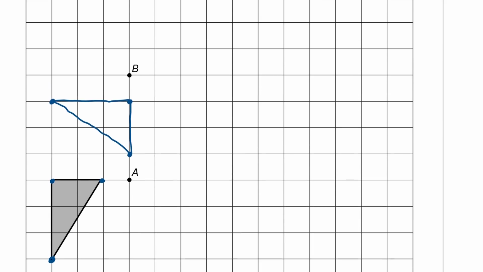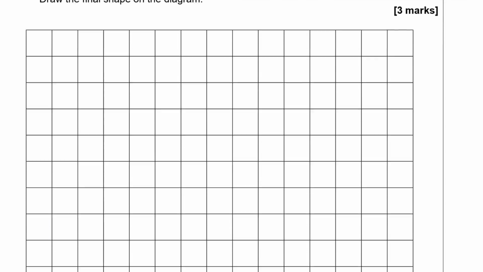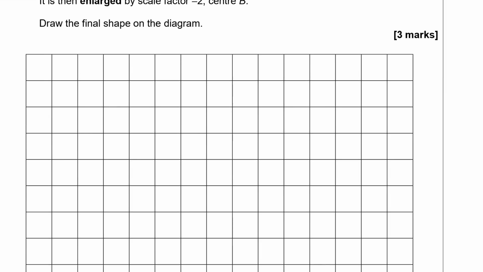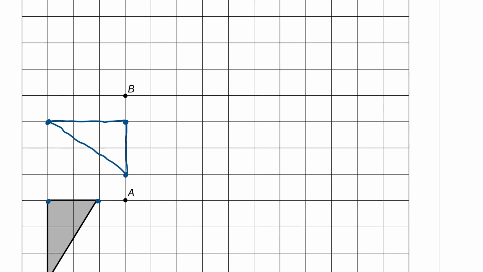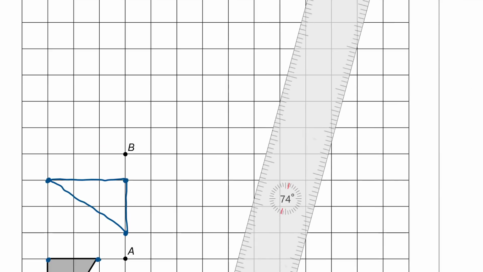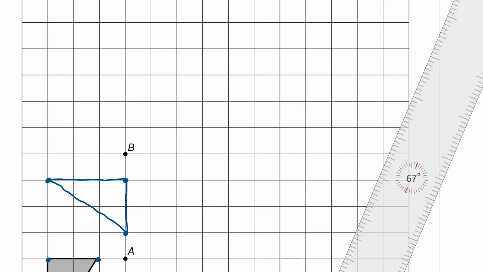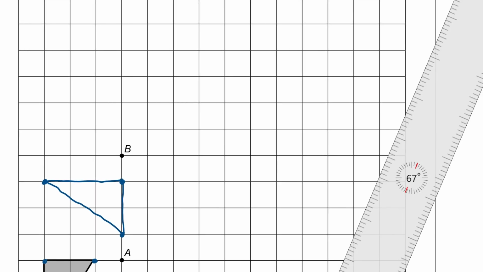Okay, then the next thing I need to do is enlarge it by a scale factor of -2 center B. Now a scale factor of -2 means each point is going to appear twice as far from the center of enlargement on the opposite side. So taking this point here first off, it's 1 unit away from the center of enlargement, so its image is going to be 2 units on the opposite side. It's going to be there.